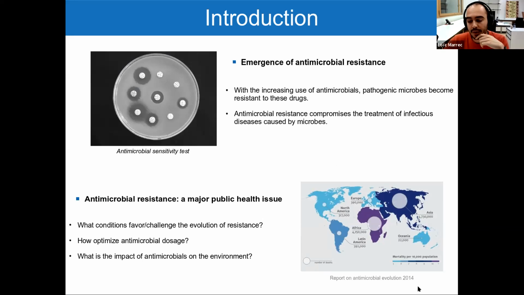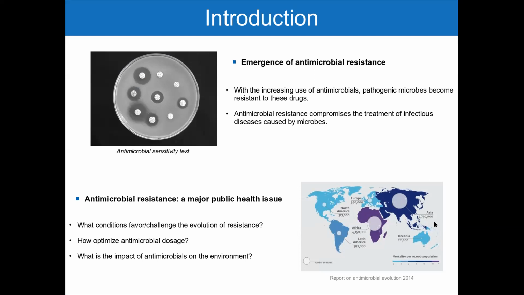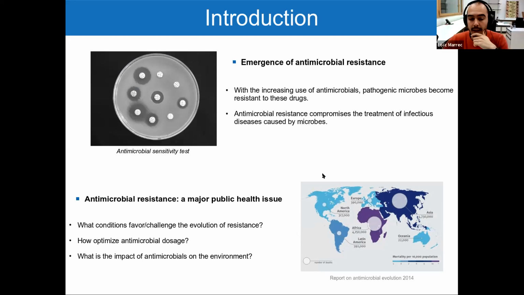According to a British report published in 2014, antimicrobial resistance could become the first cause of death in the world by 2050. So it's a major public health issue. And so some questions we can ask are, what conditions can favor or challenge the evolution of resistance? How can we optimize antimicrobial dosage? And what is the impact of antimicrobials on the environment?